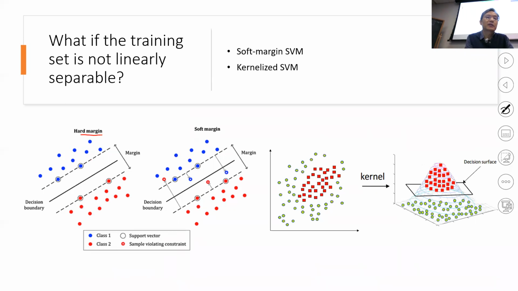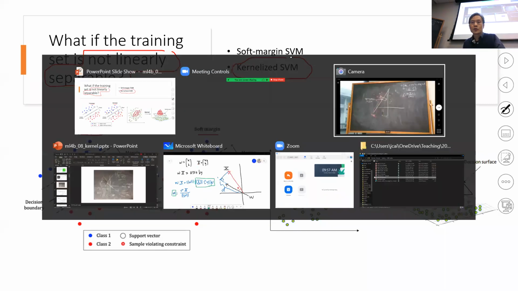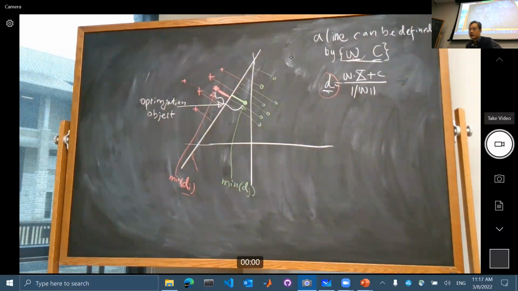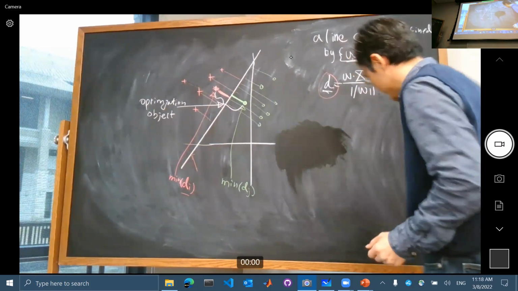So we have a hard margin and a soft margin. Now the problem is, if it's not linearly separable, what to do? So that's where we are going to introduce the kernel concept. Yeah, I think it's still easier to explain here. If you have a problem that is non-linearly separable, I do a very simple example.